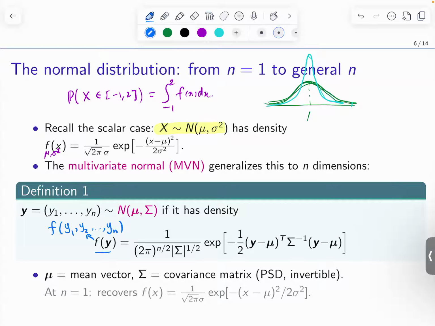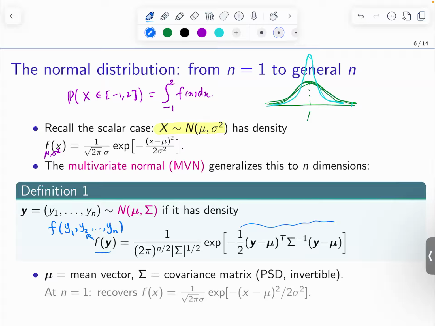And this is the formula, which may look kind of scary, but really not that complicated. So this part is the key part. It's like exponential of negative something in there, which is the quadratic form. Y minus mu is centering, and then transpose times sigma inverse, the inverse of the covariance matrix. So we're assuming that sigma is invertible.